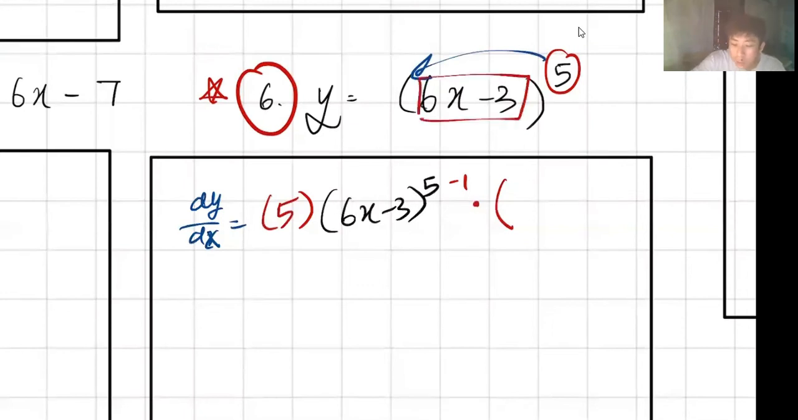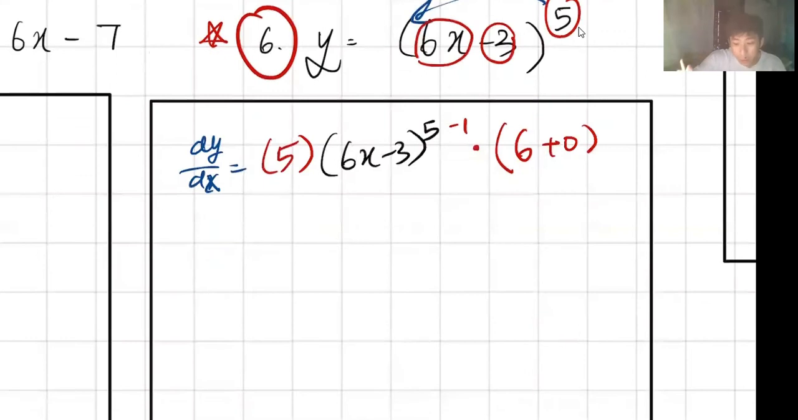When you differentiate inside, what do you get? Just look at this bracket now, inside the bracket. I repeat, inside the bracket. Differentiate inside the bracket. So what happens when you differentiate inside the bracket? When you differentiate 6x, you get 6. When you differentiate negative 3, you get 0. Basically just that.